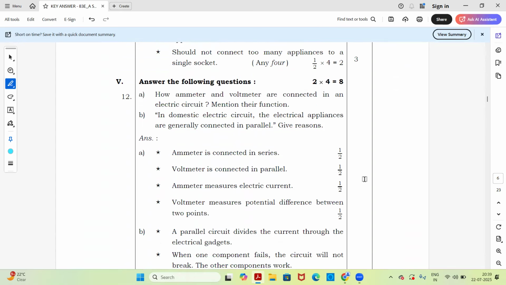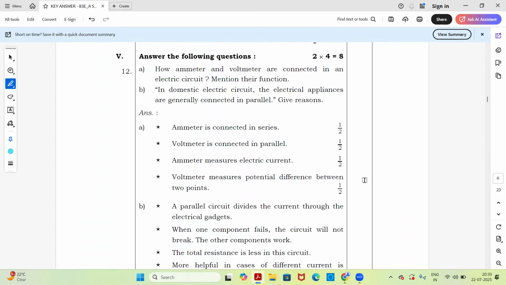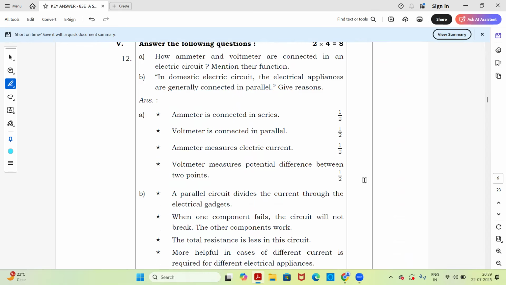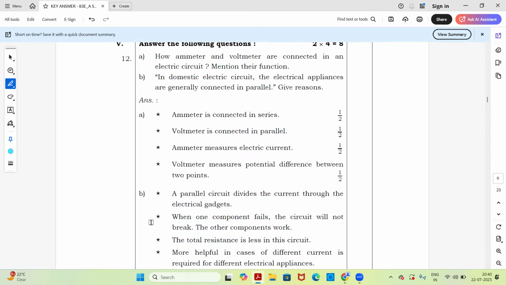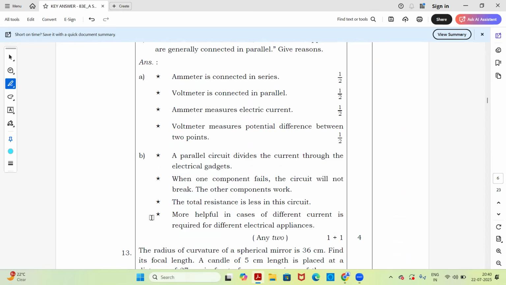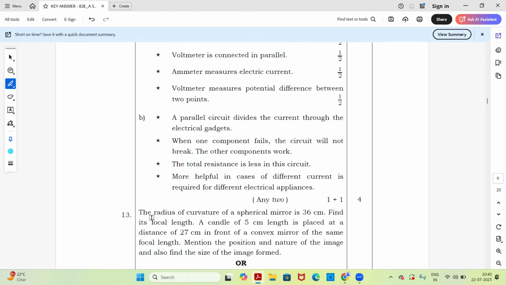Next, answer the following questions. 4 marker. Question A: how are an ammeter and a voltmeter connected in an electric circuit? Mention their function. Then question B: in a domestic electric circuit, the electrical appliances are generally connected in parallel. Give reasons. So the A and B questions and their answers are given here. Any 2 points you can write.